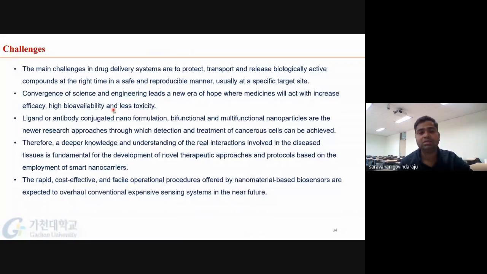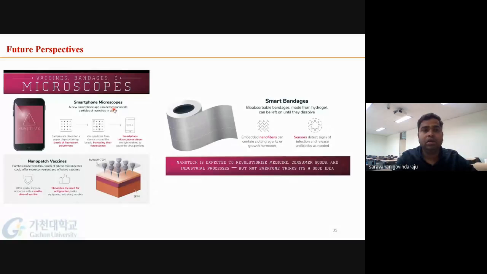So here researchers are thinking about how to simplify the procedure and make it easy for people, how cost effective it should be so it's available to all users. People are discovering, day by day, new or updated devices for drug delivery, cancer detection, or biosensing. So the future perspectives are the vaccine, the bandage, and how the drug is delivered to the body. That is the basic thing.